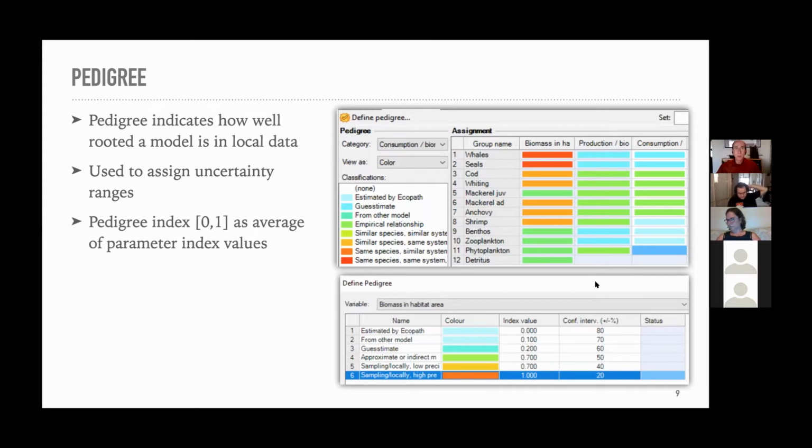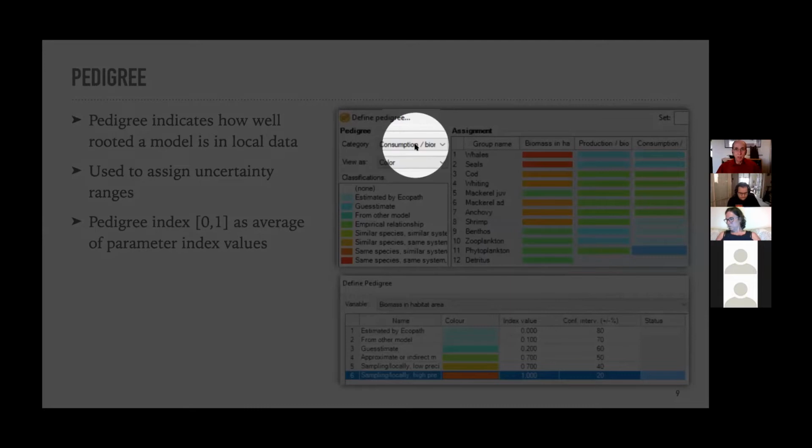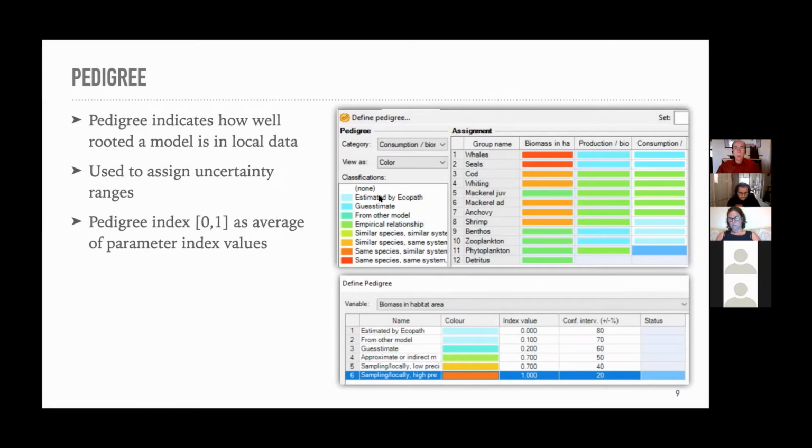We use this concept to talk about data as well. So we're talking about where this data comes from, and we use this to characterize the uncertainty in the data. So we assign a pedigree index, and we have a structured way of doing it. You can see on this slide here, which happens to be for consumption biomass, it can be estimated by Ecopath, which basically means it has no pedigree, it doesn't have any history and so on. Guesstimate, so a guessed estimate, that's better. From another model, a little bit more, and then goes on up to same system.